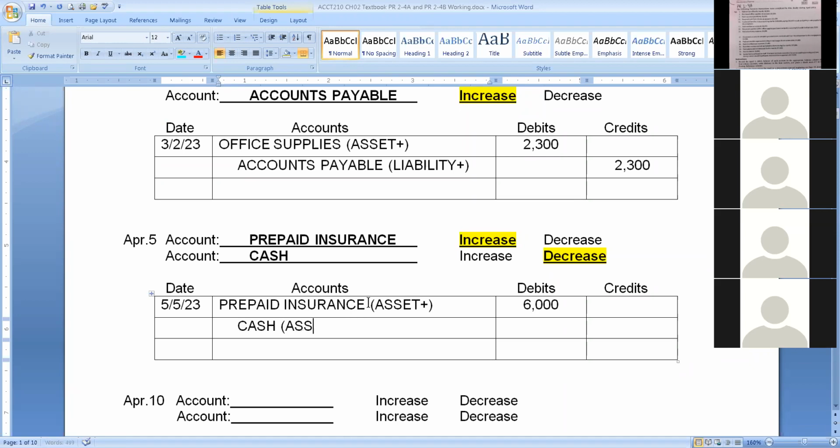And you know, some of these you probably are figuring out that you don't even have to look them up. For instance, we use cash so much; it's an asset. So cash goes up with a debit, goes down with a credit.